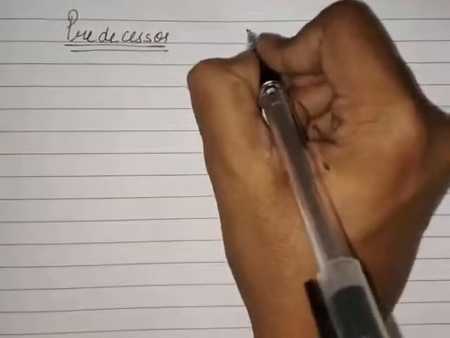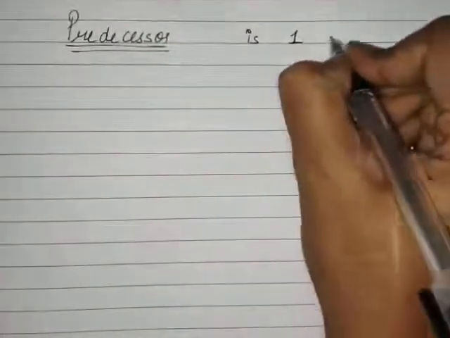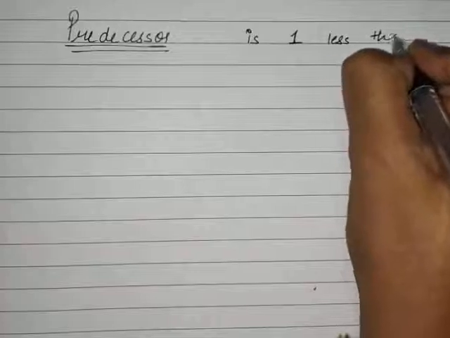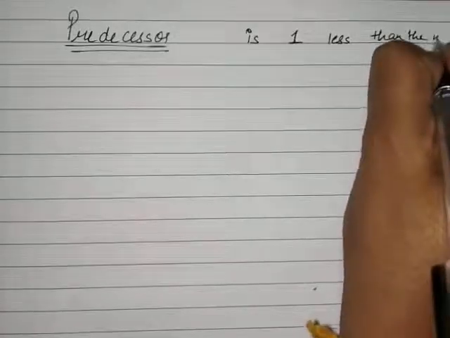What we have done in our previous class, we have done exercise 1.1 and today we are going to do exercise 1.2. Before that, I will explain you what is predecessor and successor. So, predecessor means a number that is one less than the number. What is the meaning of predecessor? It is one less than the number.